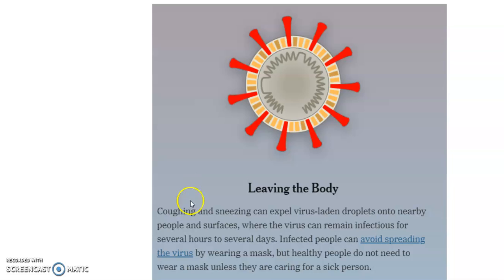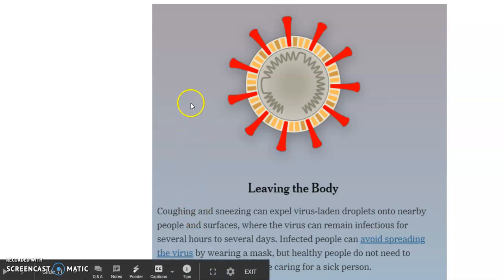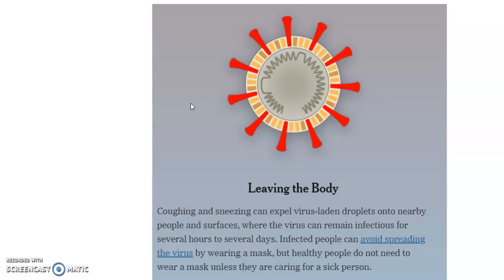All right, and then as we just said, coughing and sneezing can expel virus-laden droplets onto nearby people and surfaces. All right, and the virus can remain infectious for several hours to several days. It depends a little bit on the surfaces. The virus can live longer on certain surfaces than others.